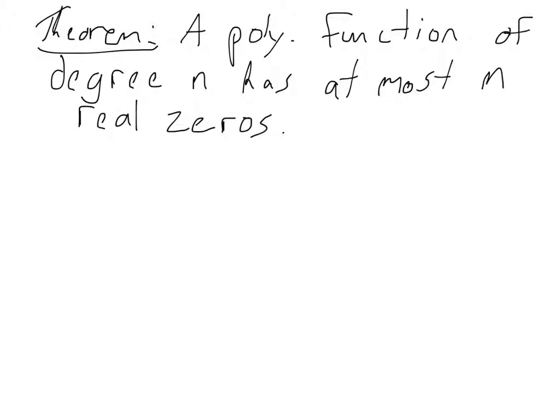The question now becomes, so we have this new theorem, which makes sense based on our observations in the past about quadratics and the cubics that we've seen so far. But we also just saw a fourth order polynomial that only had 2 real zeros. So we know that they don't have to have exactly n real zeros, but a polynomial function of degree n can have no more than n real zeros. It can certainly have less.